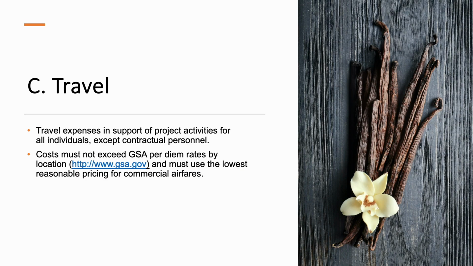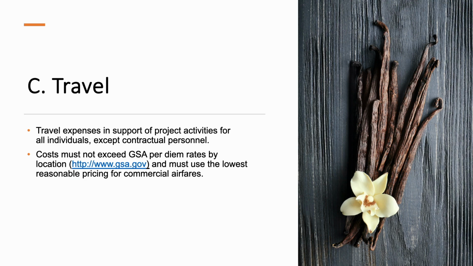Project-related travel expenses will be listed in Category C. The expenses listed here should be in support of project activities for all individuals except contractual personnel. If the project has contractors that will be traveling as well, those costs should be listed under the contractual section. Costs must not exceed those established by the U.S. General Services Administration, or GSA.